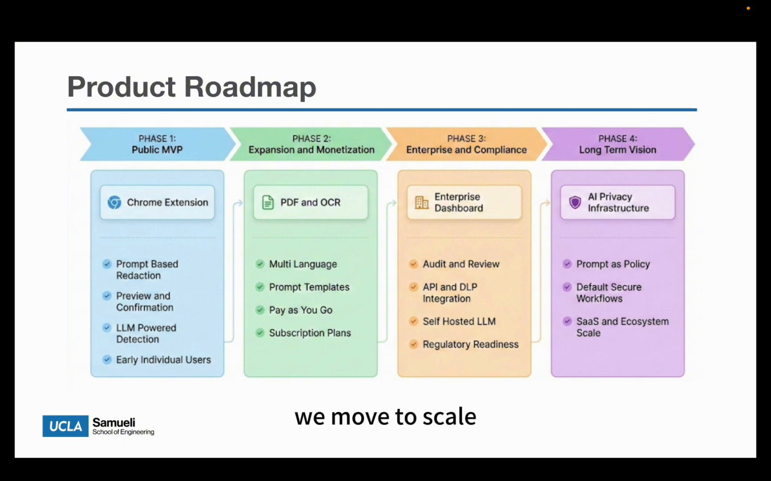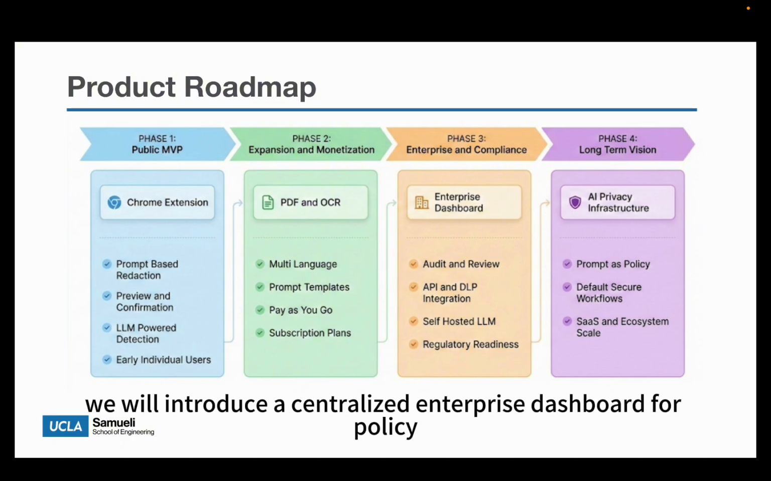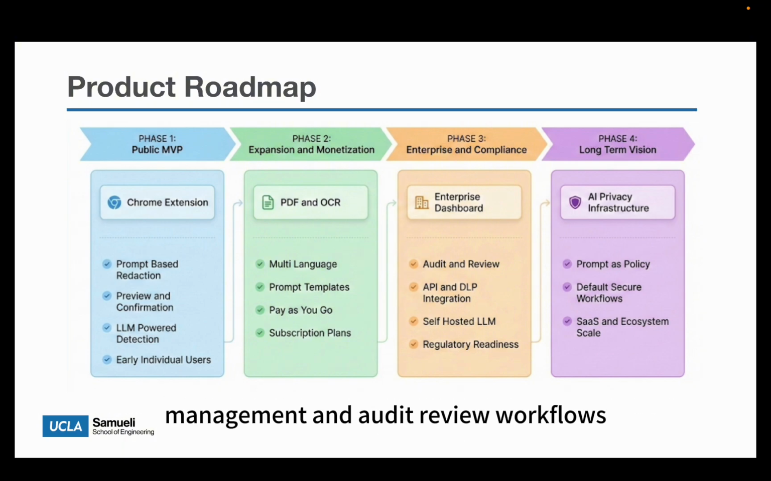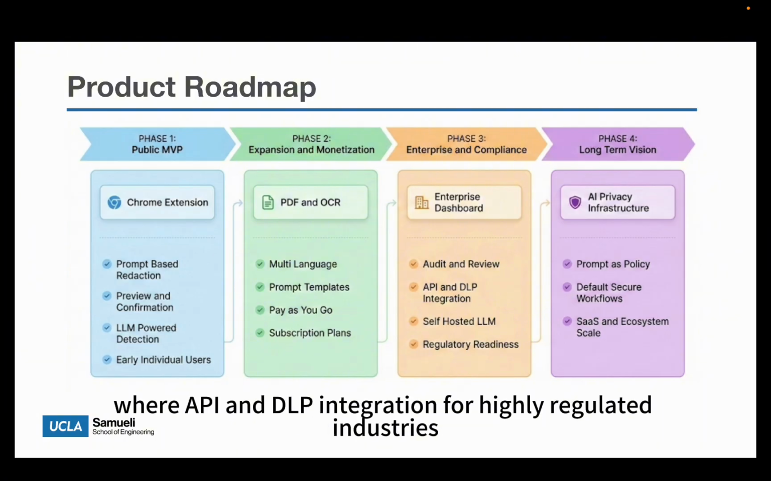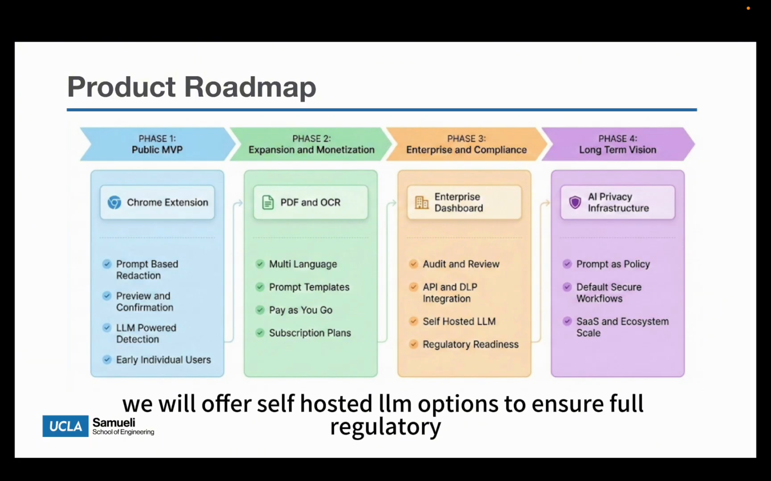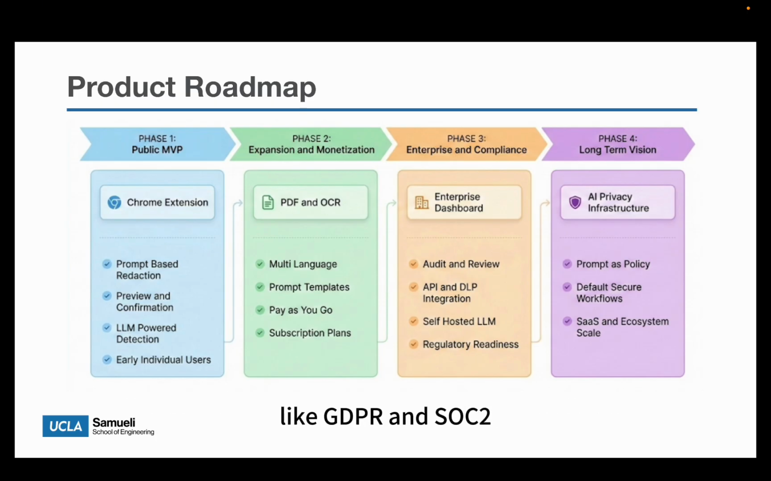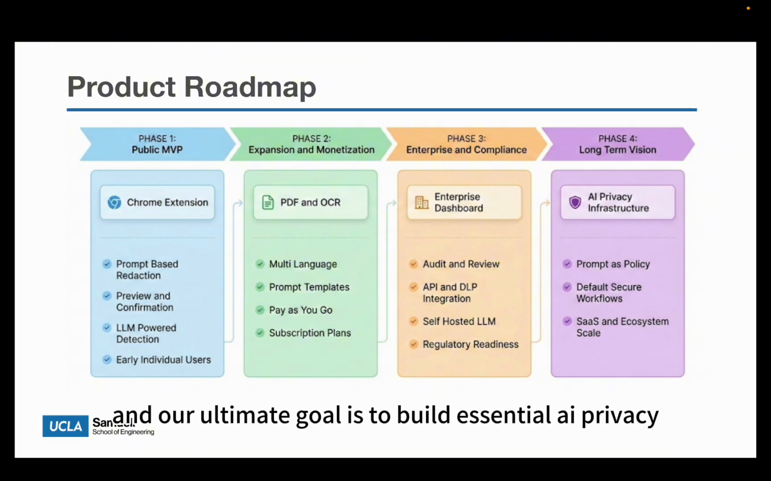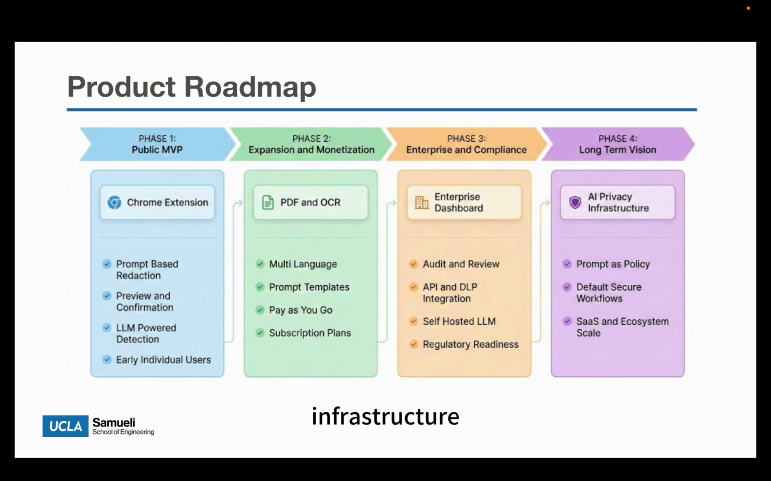In Phase 3, we move to scale. We will introduce a centralized enterprise dashboard for policy management and audit review workflows. We will integrate with existing platforms via API and DLP integration. For highly regulated industries, we will offer self-hosted LLM options to ensure full regulatory readiness for standards like GDPR and SOC 2. And our ultimate goal is to build essential AI privacy infrastructure.